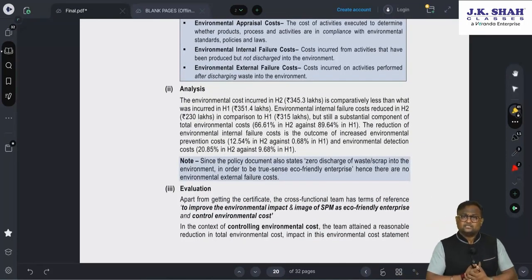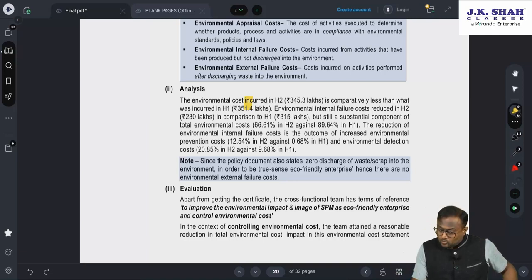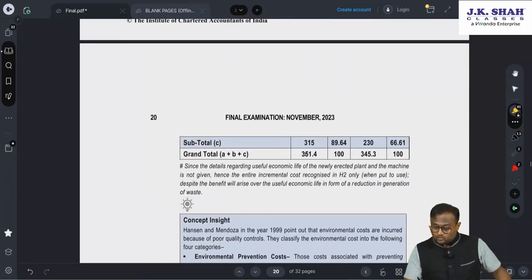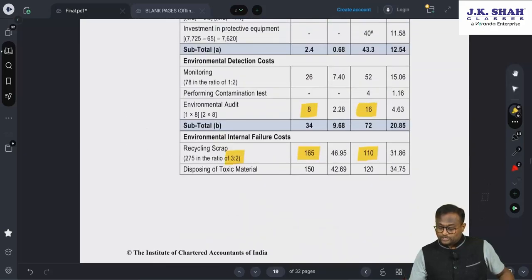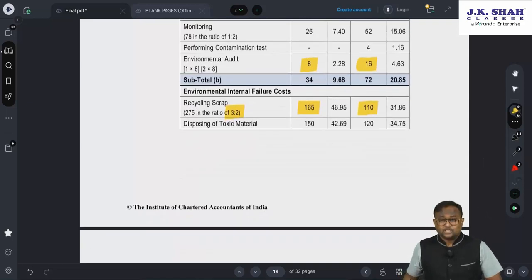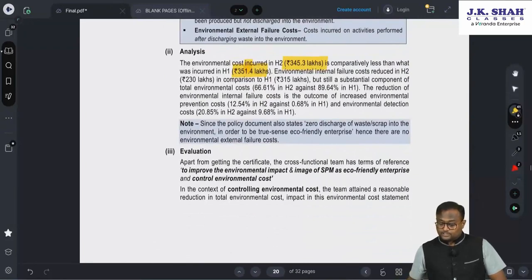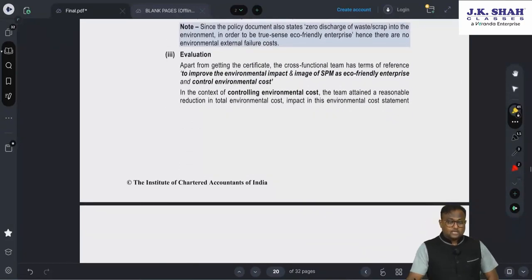Now, they have asked us to analyze elements of environmental cost. See, understand how you are supposed to write. The total cost incurred is 345 lakhs, and then you are supposed to give the breakup. That is why you have to take the total cost and then find out percentages related to each aspect, like first one is prevention, second one is detection, and third one is internal failure cost, where you actually generate the wastage, you actually generate the scrap which is required to be split, charged, and allocated period wise. And just simply quote the percentage, that's it.